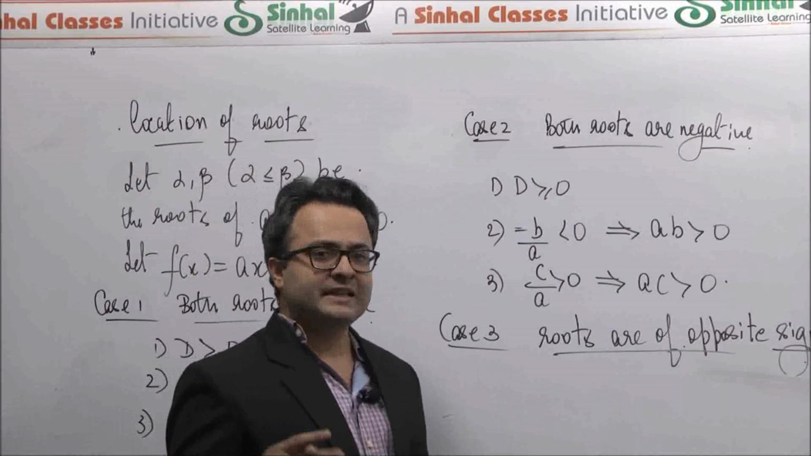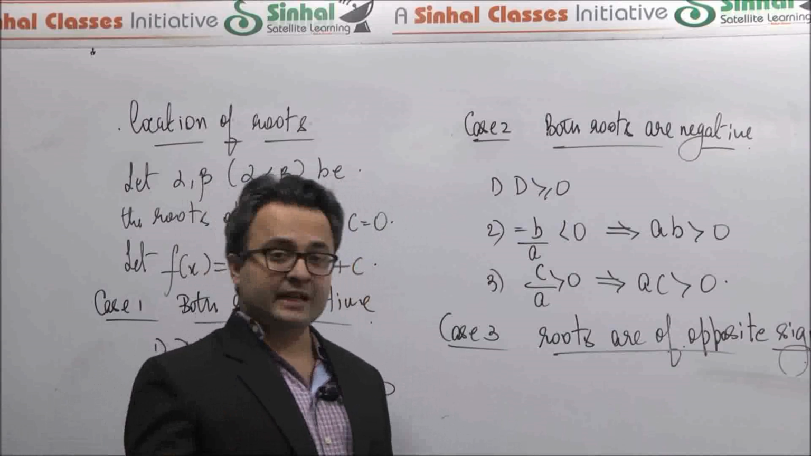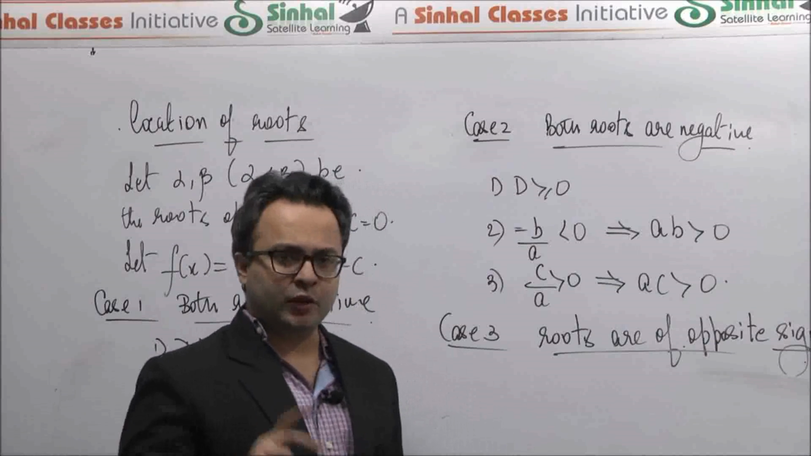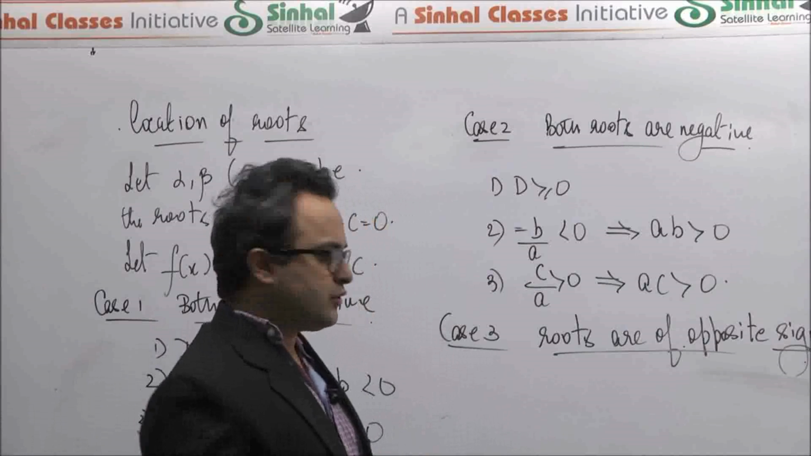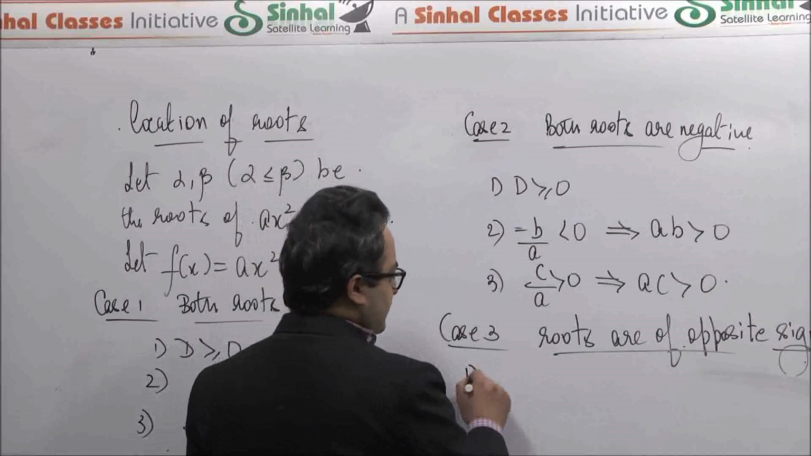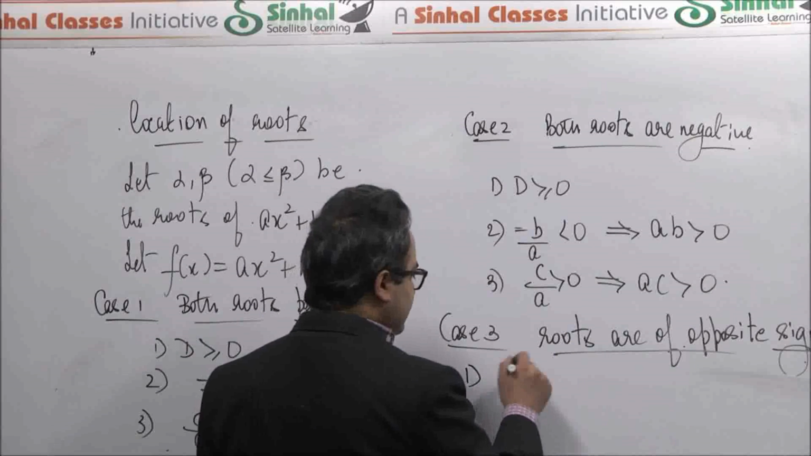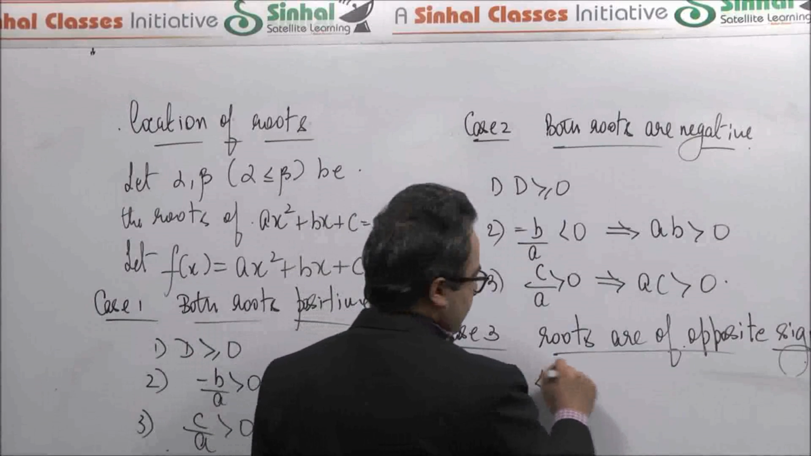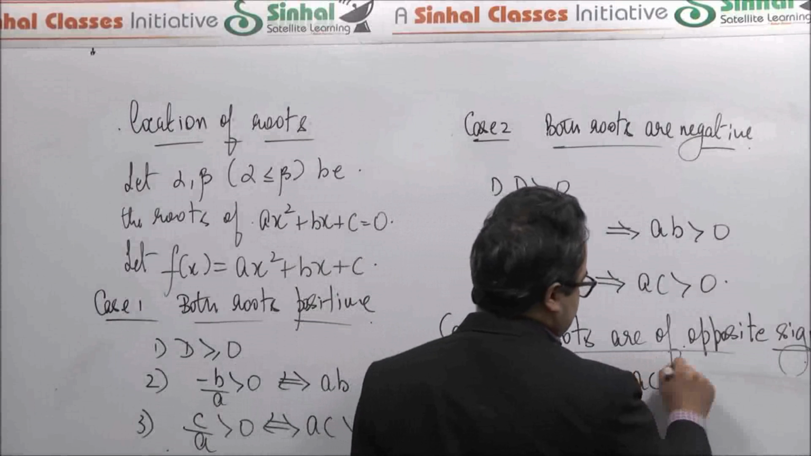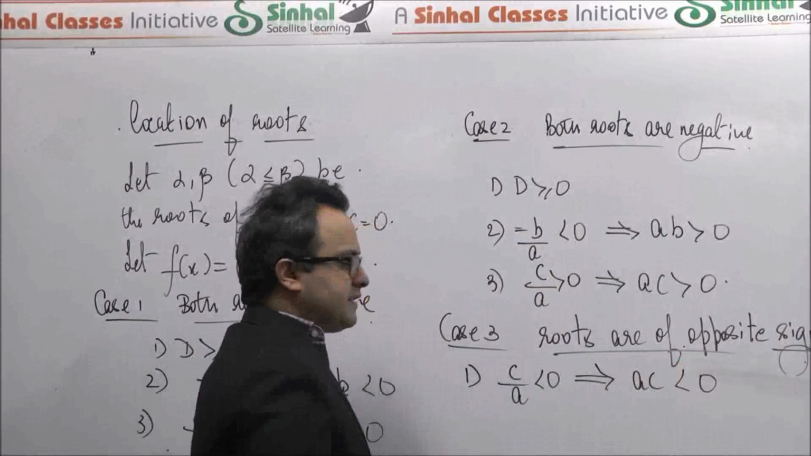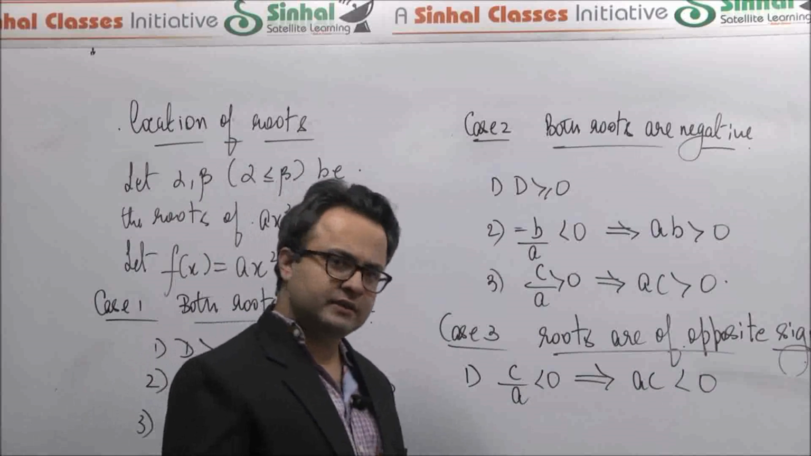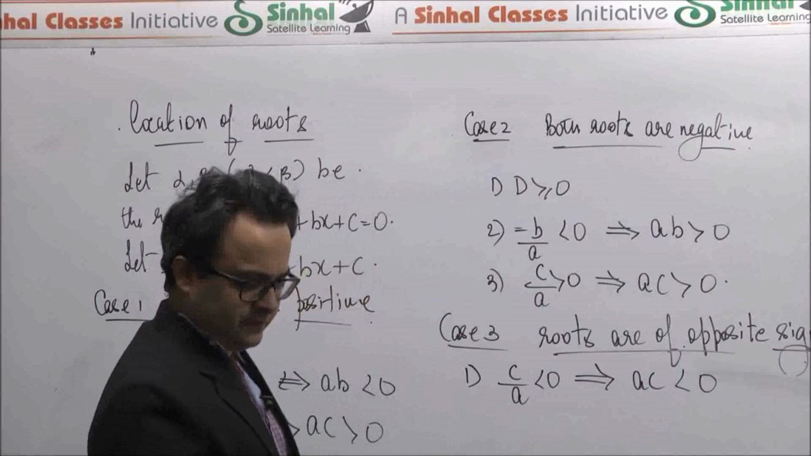But interestingly, these are not independent conditions. The second condition, that is a into c is negative, will automatically ensure that the discriminant is positive. So you actually just need to ensure one condition. The one condition is that, since roots are of opposite signs, the product must be negative, which is basically saying that a into c is negative. And as I have discussed, this will automatically ensure that the discriminant is positive.